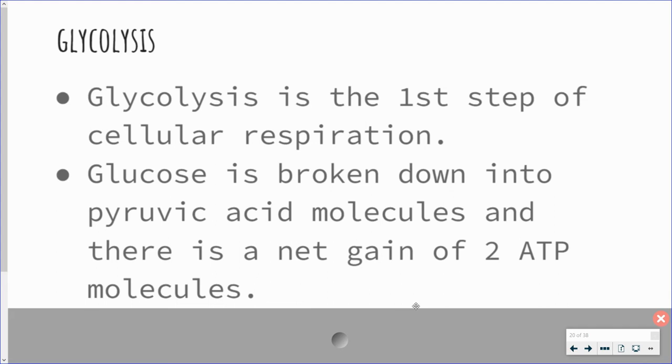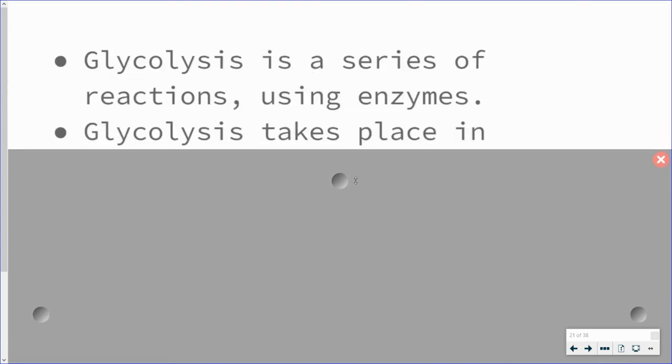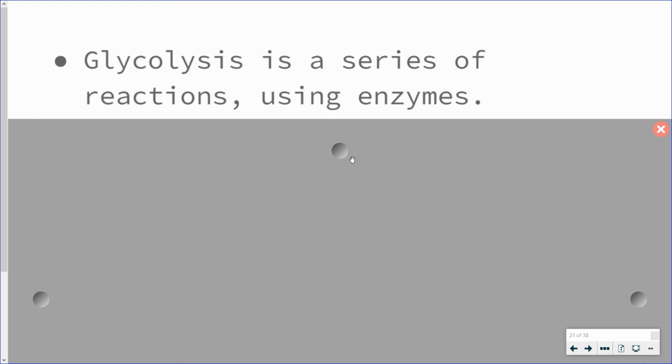In glycolysis, glucose is broken down into pyruvic acid molecules, and there's a net gain of 2 ATP molecules. So even in this very first step of cellular respiration, we're making ATP, but not much. Only 2 ATP molecules come out of the glycolysis process. Specifically, there are 2 pyruvic acid molecules that will be produced. And we're going to see that in the equation later.